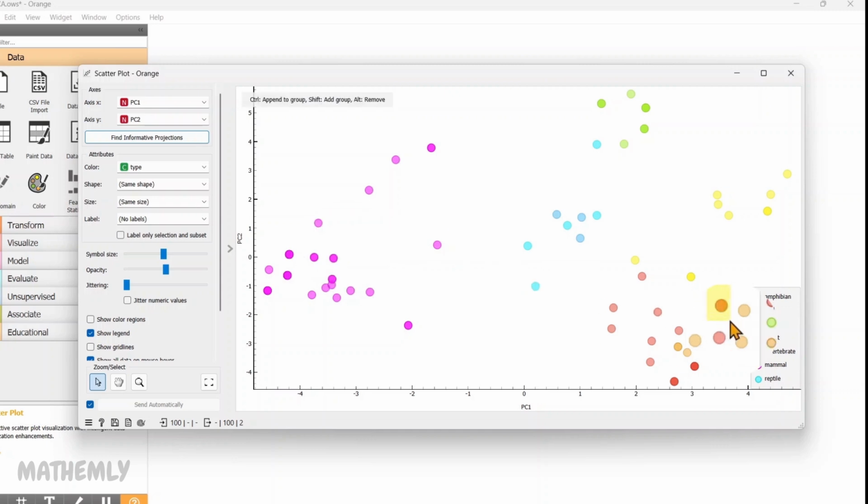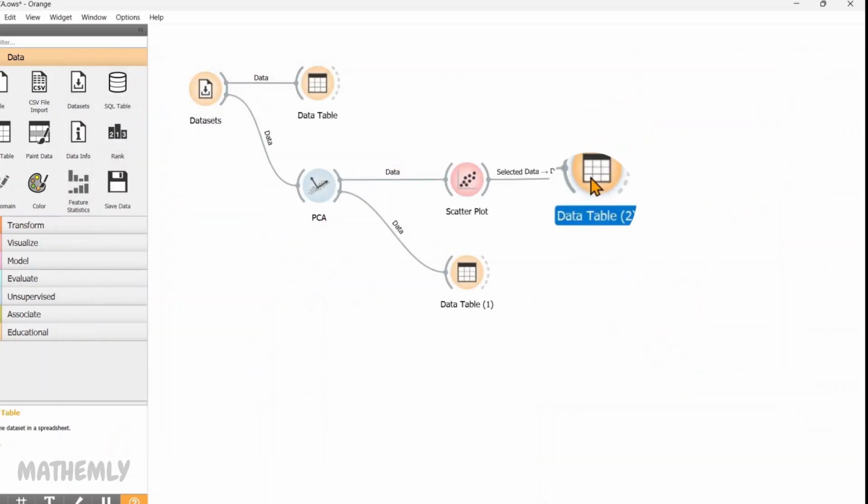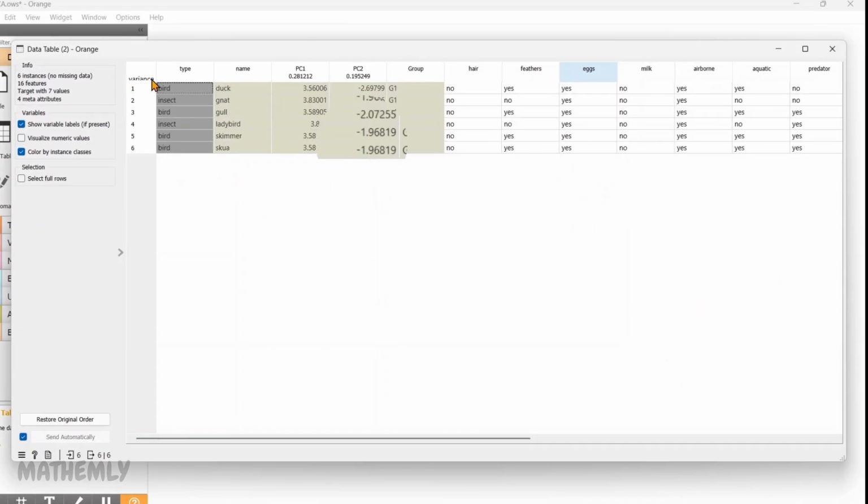Let's take a closer look at one of the clusters in the scatter plot by selecting 4 points from it. After making the selection, we can observe that the data table widget displays 6 records instead of 4. This happens because some animals share the same PC1 and PC2 values, meaning they were projected to the exact same position in the transformed space.